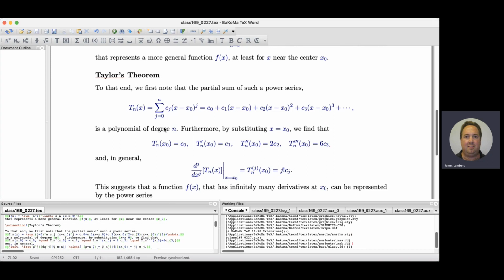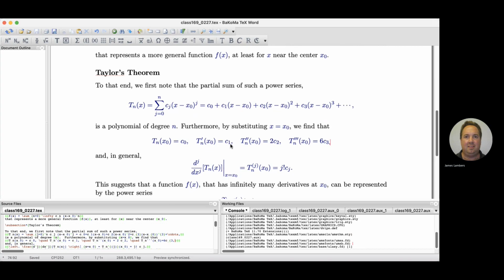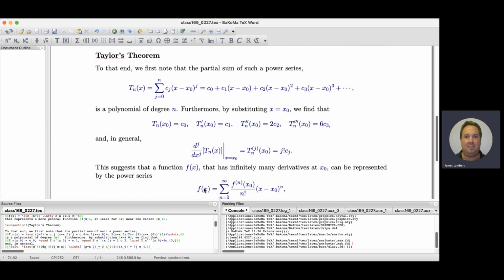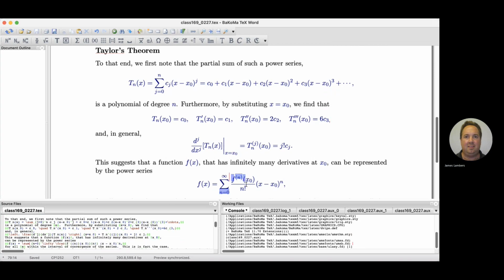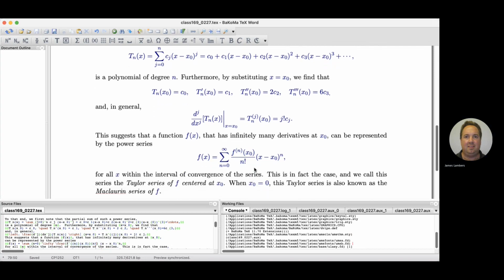Now, Tn of x is a polynomial of some finite degree. But what if I just let n go off to infinity? Then if f of x has every derivative defined at x naught, this fraction right here gives me my coefficients. So this is Cn. So this is the formula for a power series of a given function f of x centered at x naught.